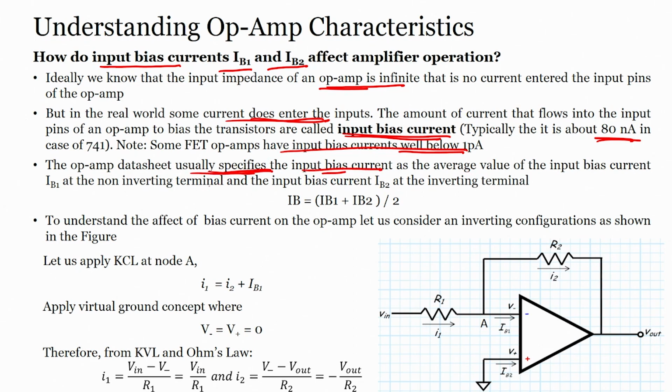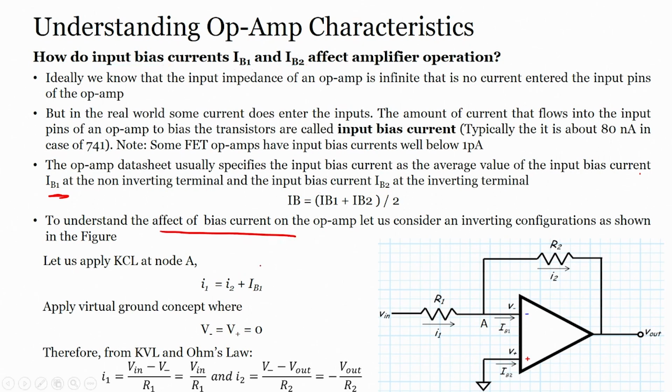The op amp data sheet usually specifies input bias current as the average value of the input bias currents IB1 at the non-inverting terminal and IB2 at the inverting terminal. So the data sheet will show you the IB value, which is nothing but IB = (IB1 + IB2)/2. We have seen this in earlier lectures. So, this is your input bias current. Now, to understand the effect of bias currents on the op amp, let us consider the inverting configuration as shown in the figure here.